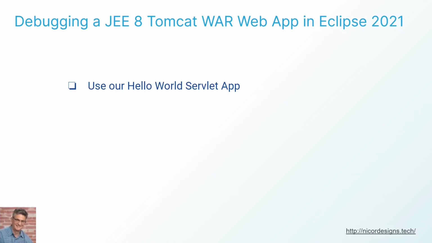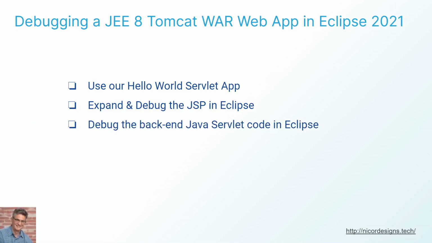We will reuse our Hello World Servlet app. We will then expand and debug our JSP index page. We will also debug the back-end Java Servlet code using Eclipse. And finally, we will add logging using the Apache Log4j package.